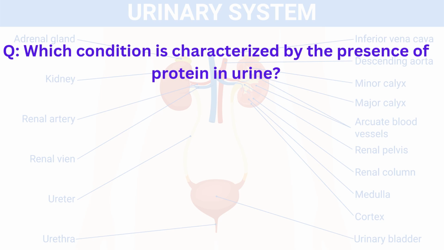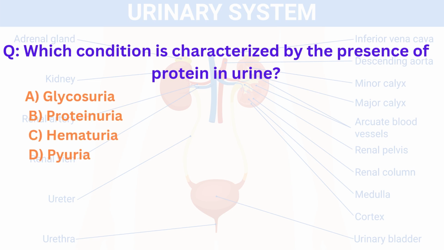Which condition is characterized by the presence of protein in urine? Options are glycosuria, proteinuria, hematuria, pyuria. Here glycosuria refers to presence of glucose in urine. It is commonly seen in uncontrolled diabetes.